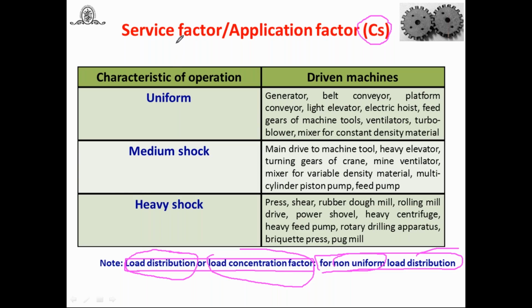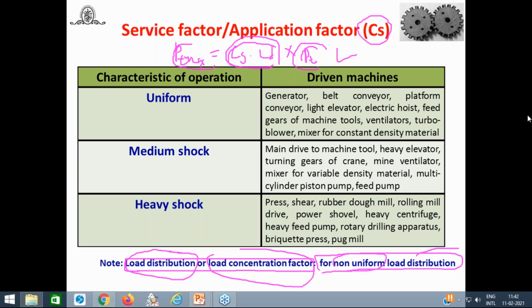That time, if you are going to find PT max, and if the load concentration factor is given, PT max is equal to CS, that is the service factor, into the load distribution factor into PT. So just multiply whatever factors are given with PT, and you will get PT max. Similarly, you can find MT max equal to these factors multiplied by MT. Try to understand. No need to bother if any such factor comes into the picture. That's why I am discussing these things.